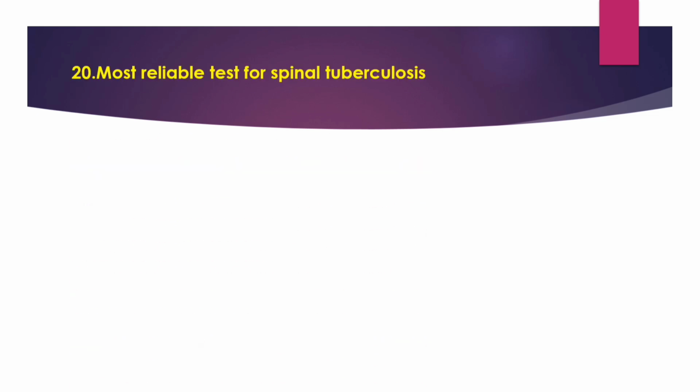Moving on to the next question, question number 20. Most reliable test for spinal tuberculosis. Option A, raised ESR, erythrocyte sedimentation rate. Option B, PPD skin test, where PPD means purified protein derivative. Option C, CT guided biopsy. And option D, MRI. So the most reliable test for spinal tuberculosis is CT guided biopsy.